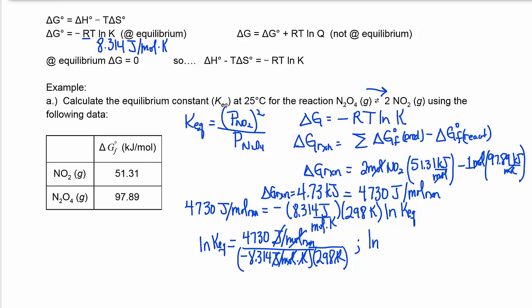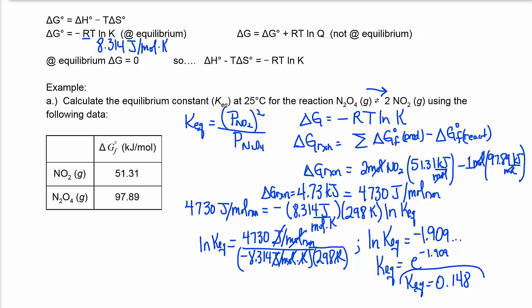So we have the natural log of K_EQ, our equilibrium constant, will equal a negative 1.909, and there's a bunch of numbers after that. Since this is the natural log, I'm going to do the opposite of that, and that would be e to the negative 1.909. So the K_EQ will equal 0.148, and K's are unitless.